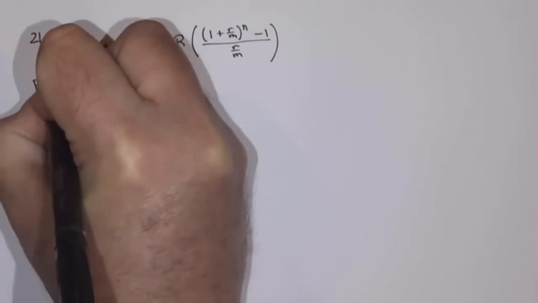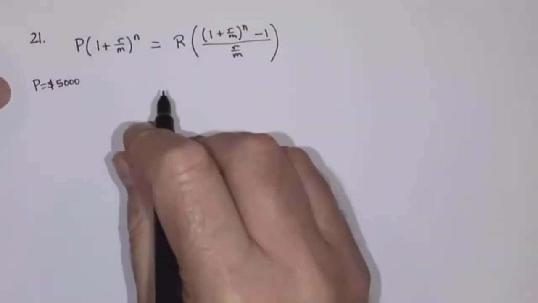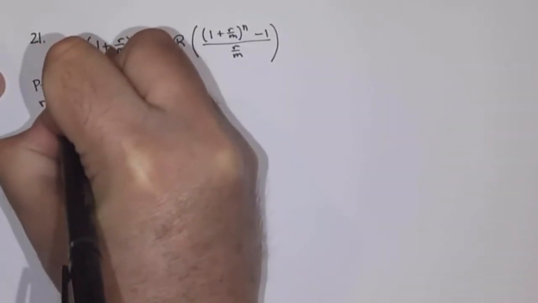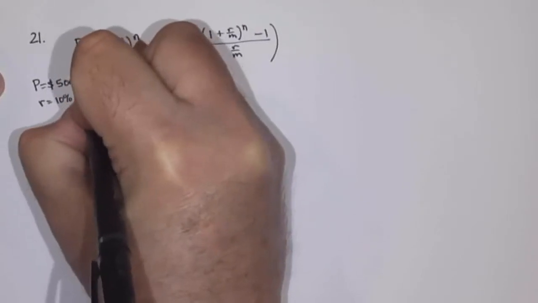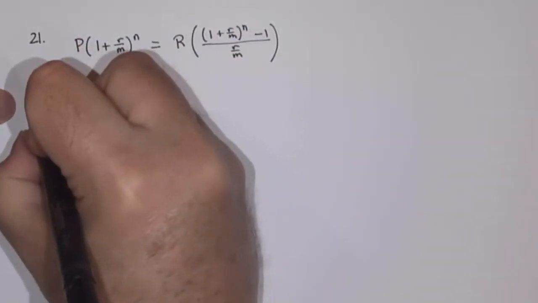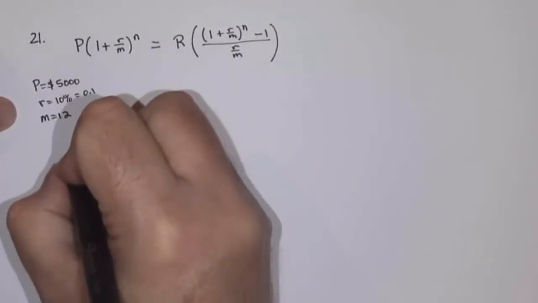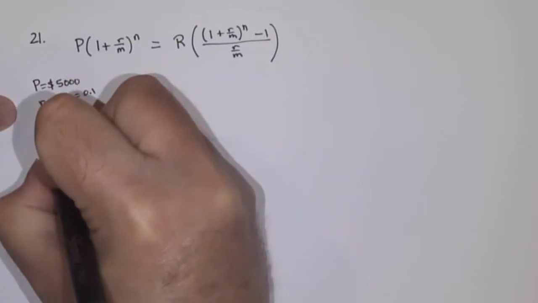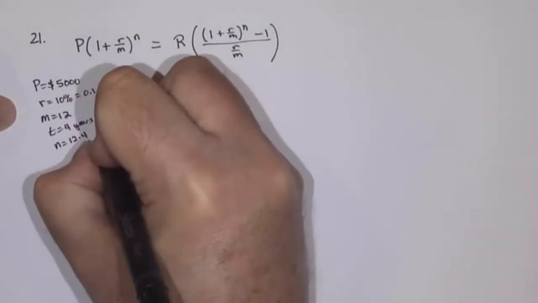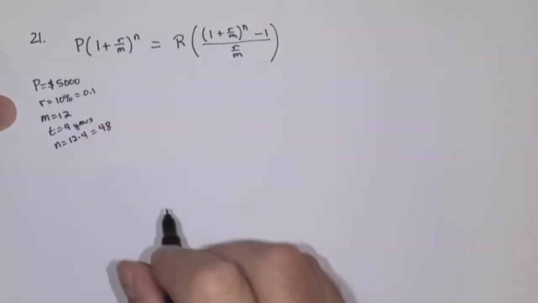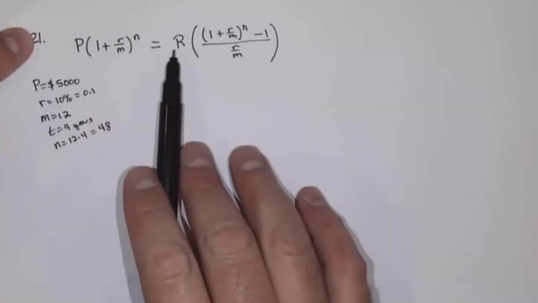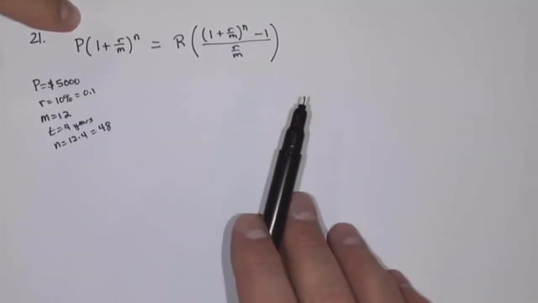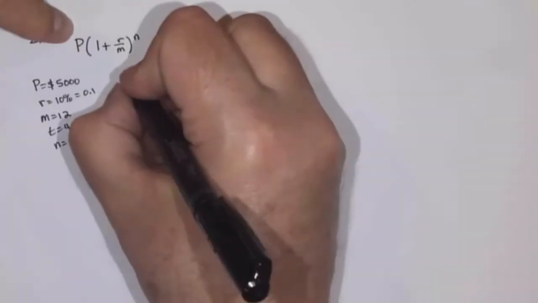So P is equal to $5,000. The interest rate we're given is 10%, so R is equal to 10% or 0.1. We're making monthly payments, so M equals 12, and we're doing that for 4 years, so T equals 4 years, which means N equals 12 times 4, so we have a total of 48 payments. And so what we're looking for is what the monthly payment needs to be, and we can do that using this particular approach.